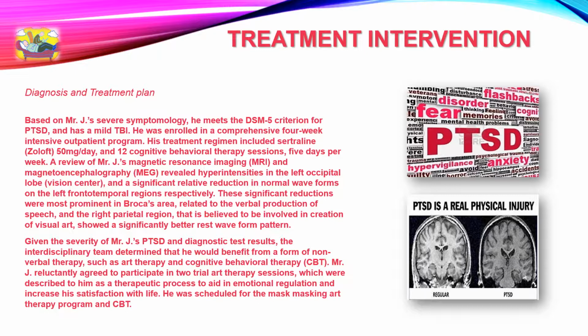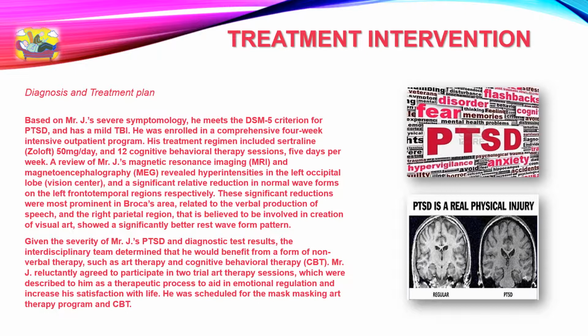Based on Mr. J's severe symptomology, he meets the DSM-5 criteria for PTSD, and he has a mild traumatic brain injury. He was enrolled in a comprehensive 4-week intensive outpatient program. His treatment regimen included sertraline 50 milligrams per day and 12 cognitive behavioral therapy sessions, 5 days per week.